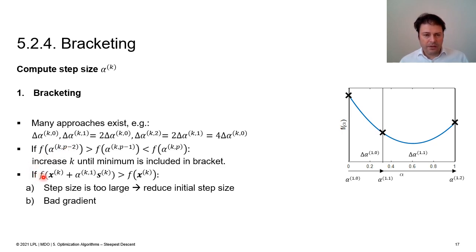So if the value of your initial bracket boundary is such that the design at this position is in fact larger than that of your initial design, meaning that along this search direction it seems to go uphill and not downhill like you want, then either it is chosen too large and you need to reduce the initial step size, or you computed a bad gradient.